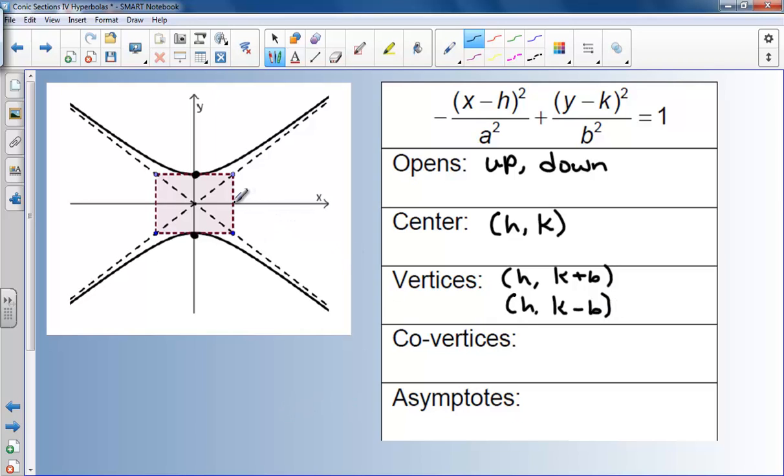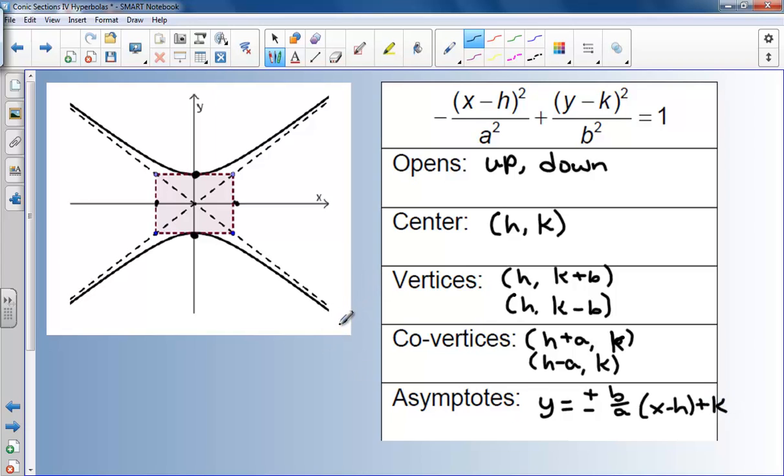The covertices are here. So we have covertices. Now that one's moving horizontally. h plus a. I do this every time because I just wrote that e up there. It's okay. And h minus a. Okay. The asymptote formula is the same. So I've got a positive and a negative version. b over a, x minus h plus k.